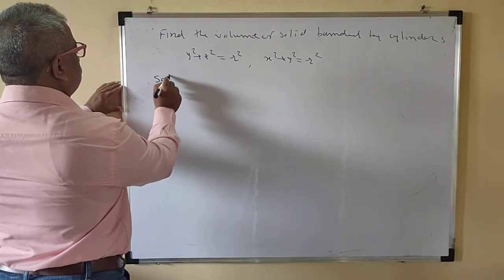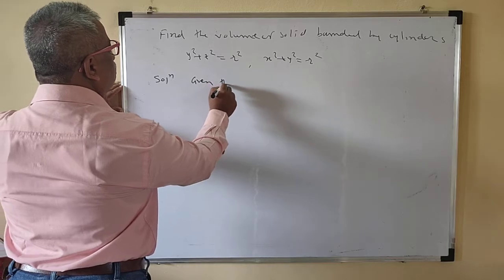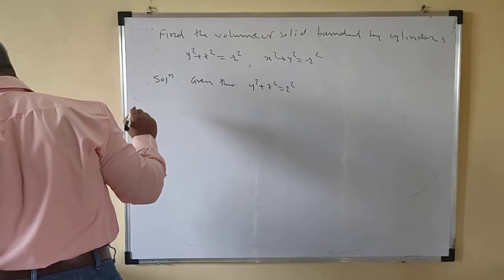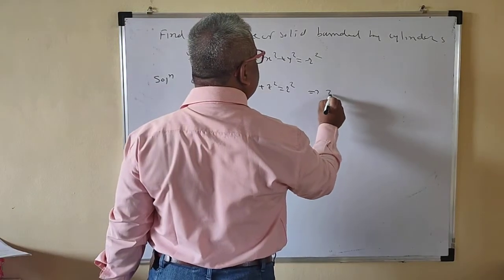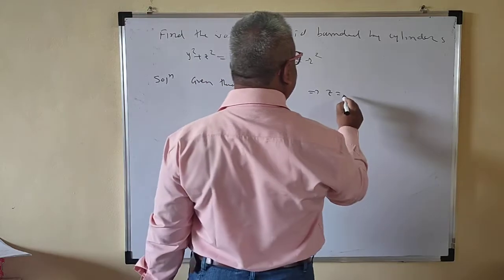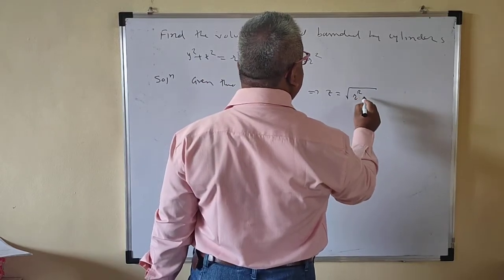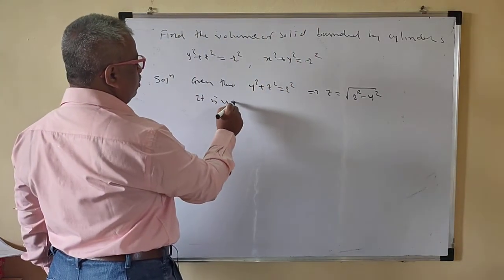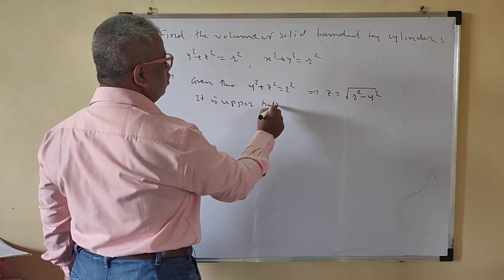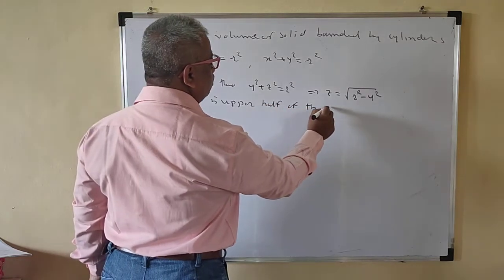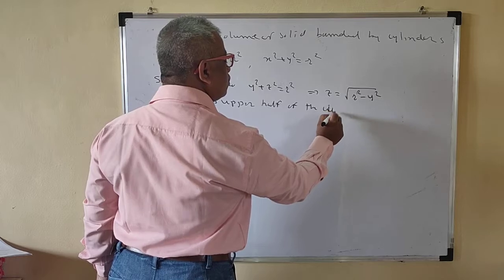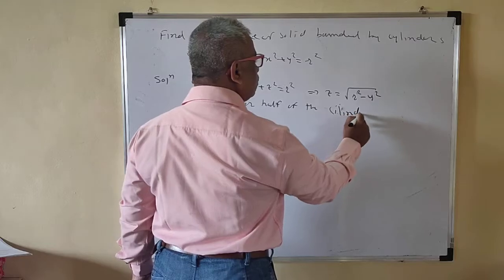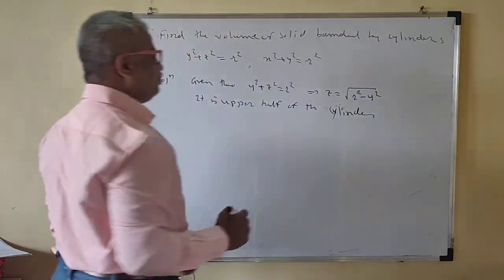Okay. Solution. Given that y square plus z square is equal to r square, this implies that z is equal to, I will write only the plus sign, square root of r square minus y square, right? It is the upper half of the cylinder.